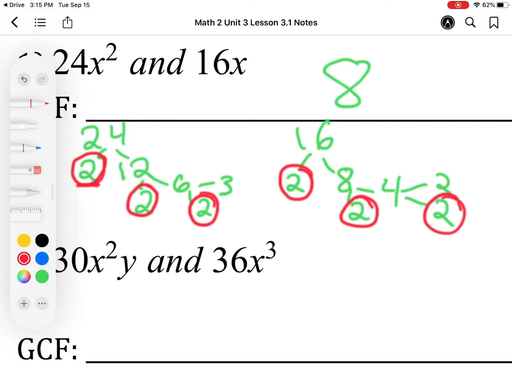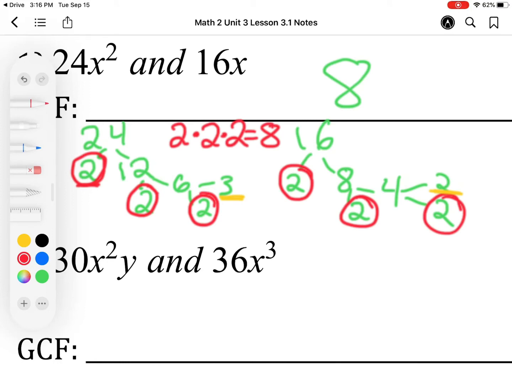Now looking at the bottom of the roots of the prime trees, is there anything else in common? What's left is this 3 and this 2. There's not another number in common, so we're done. So we have 2, 2, and 2 in common. We multiply them together and we get 8. Everything I just did is just in case you cannot visualize that the greatest common factor is 8 given 24 and 16.